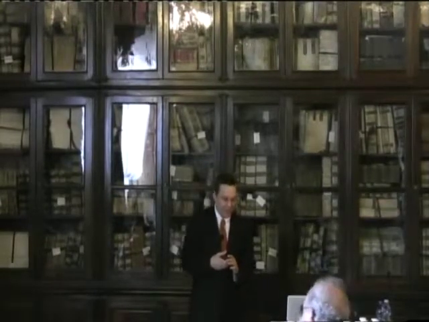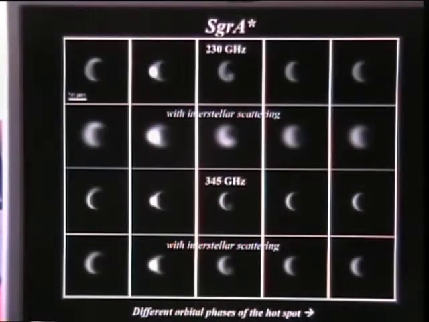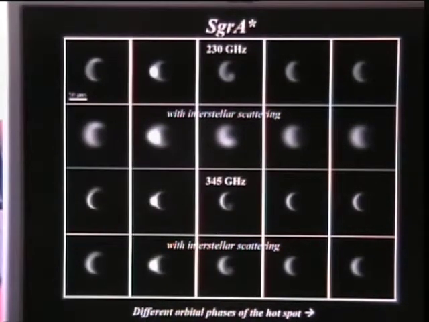So here are examples of theoretically calculated images of Sagittarius A star at different frequencies. 300 gigahertz corresponds roughly to a millimeter wavelength. So at low frequencies, what you're looking at is snapshots at different phases of the hotspot around Sagittarius A star. As it moves around, the image changes. When you include interstellar blurring, then the image gets more fuzzy. But as you use a higher frequency, the image is sharper, both because the blurring is less important, but also because for a given aperture size, your resolution gets better as you go to higher frequency.